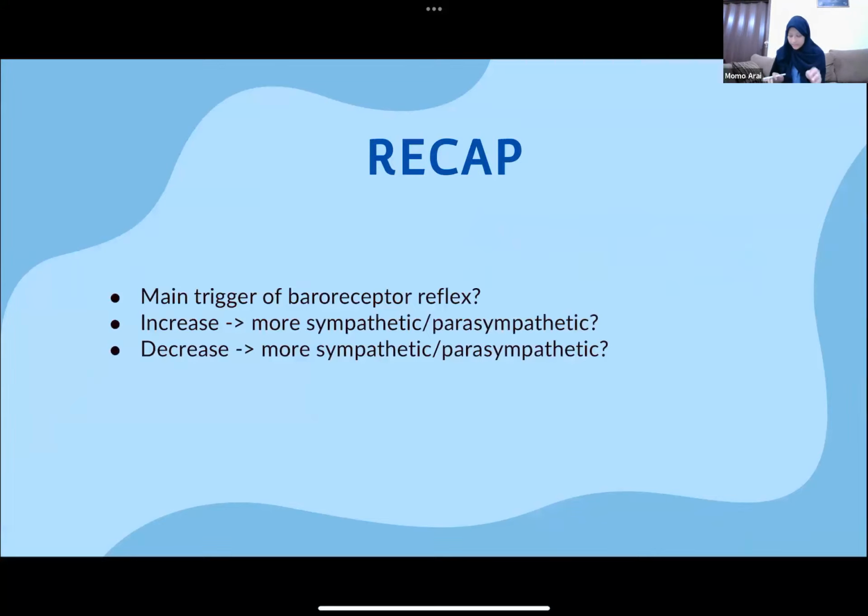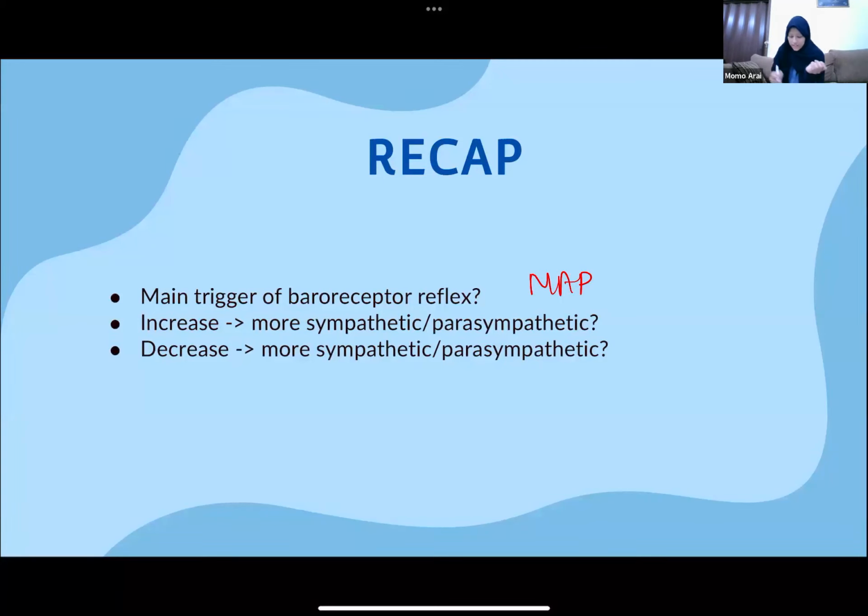So here are some questions. I have all the answers in my notes, but can anyone tell me what's the main trigger for a baroreceptor reflex? What stimulates the baroreceptor reflex to work or to not work? You can type in the chat or unmute, I don't mind. Okay, good. Pressure. To be specific, mean arterial pressure is one of the main triggers of baroreceptor reflex.